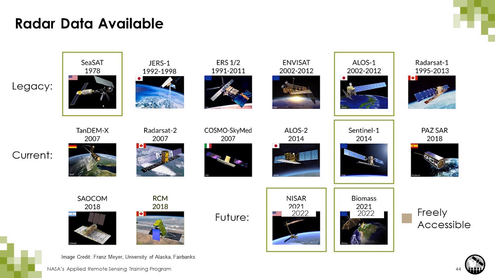So in terms of radar data available, here we have a list of legacy, current, and future SAR data sets available. The ones that have a green box around them are data sets that can be downloaded for free. So there's Seasat. It was an L-band SAR sensor that flew for a couple of months in 1978. And there's ALOS-1, which is a Japanese satellite that had an L-band SAR sensor called PALSAR that flew in the 2000s. Also ERS-1 and ERS-2, which is a C-band SAR sensor from the European Space Agency. Some of that data can be freely available through the Alaska Satellite Facility.